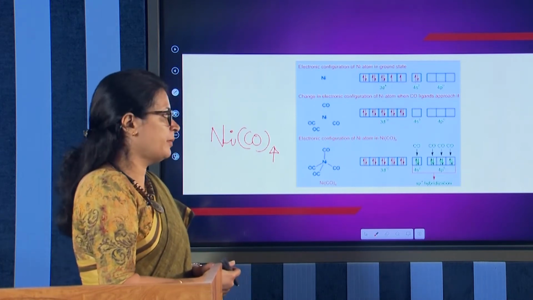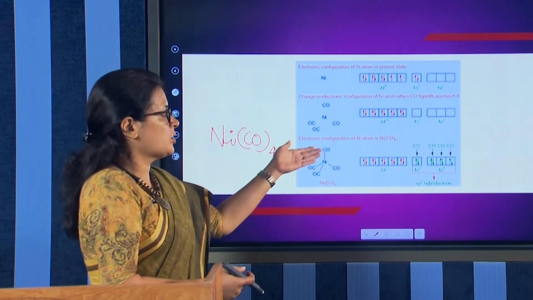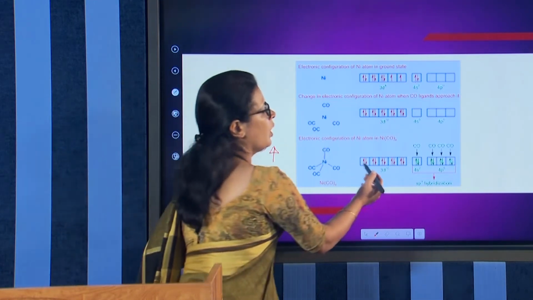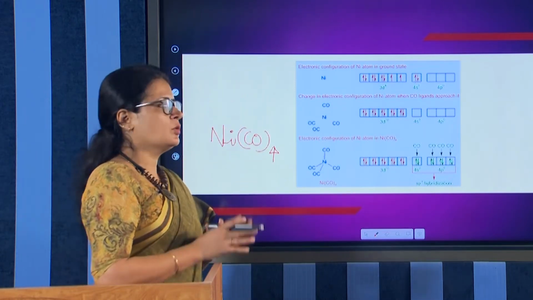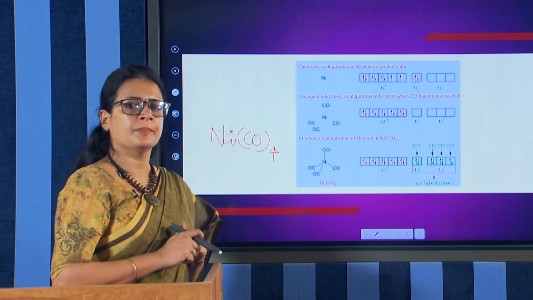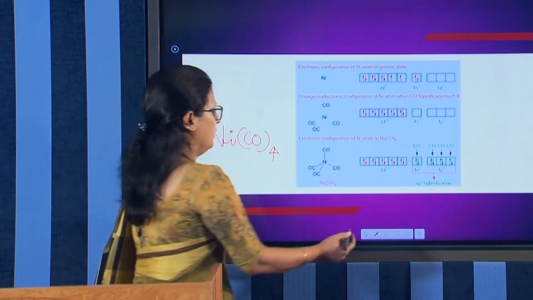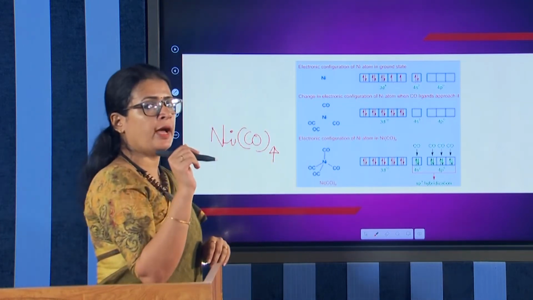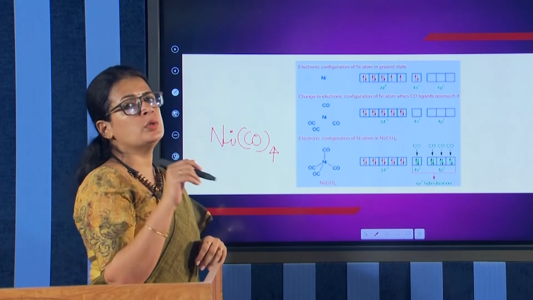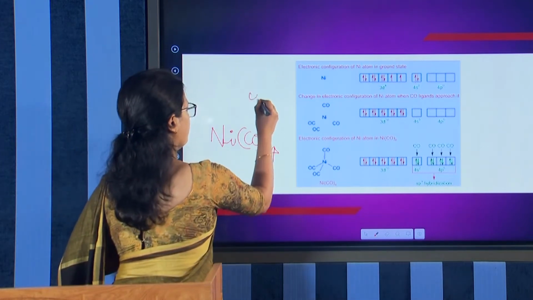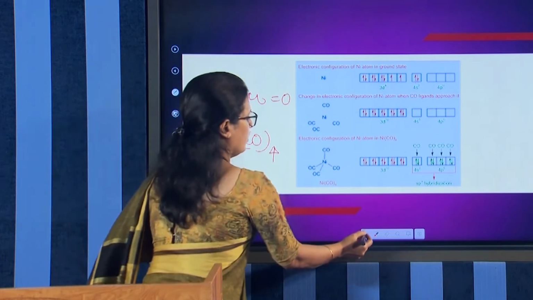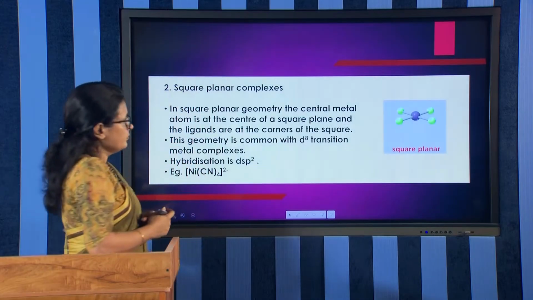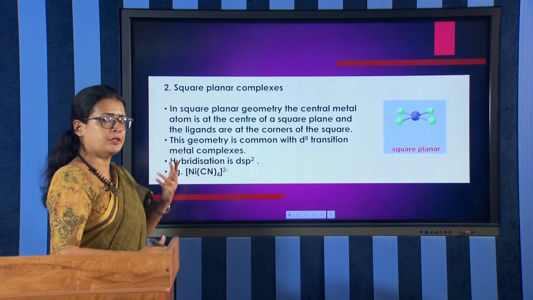How does it become diamagnetic? If you look at the structure of the complex, there is no unpaired electron. All the electrons are paired. So, we can say the complex is diamagnetic. That is, we have the mu value, mu equal to 0. The mu value will be 0 in this case. And now, this is all about tetrahedral complexes.